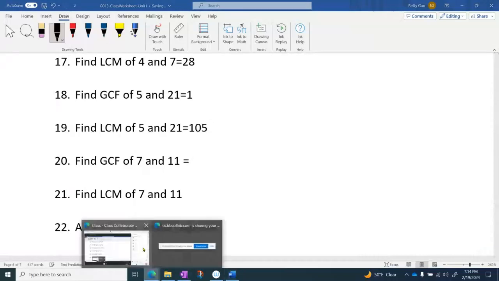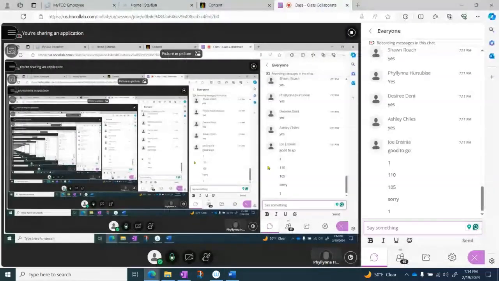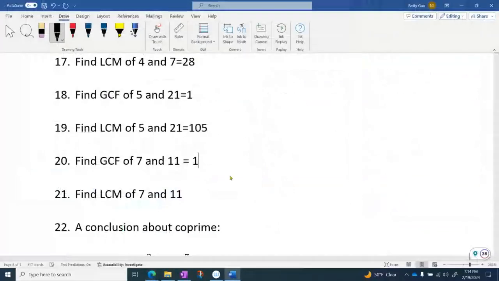Knowing 7 is a prime, 11 is a prime, so the two numbers are co-prime. When the two numbers are co-prime, GCF is 1. What about LCM of 7 and 11? 77. Awesome. By the way, we can only do this if they are co-prime. If they are not co-prime, we cannot apply the conclusion.